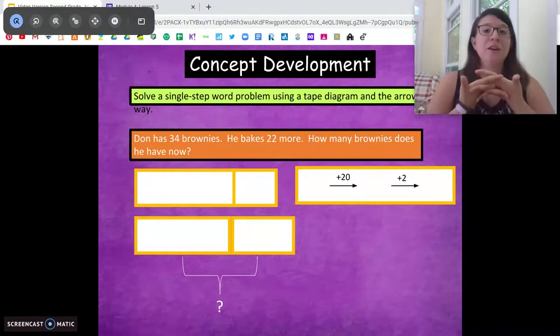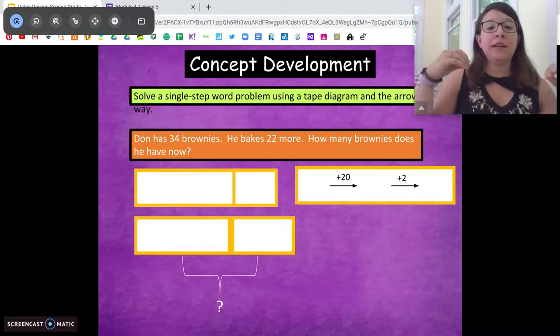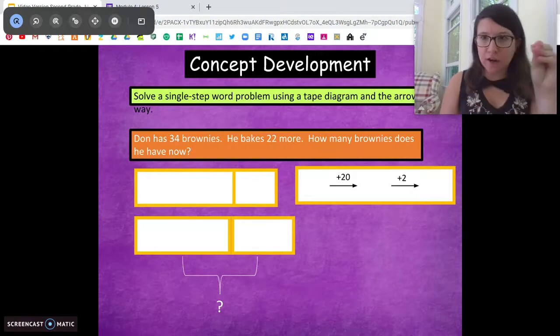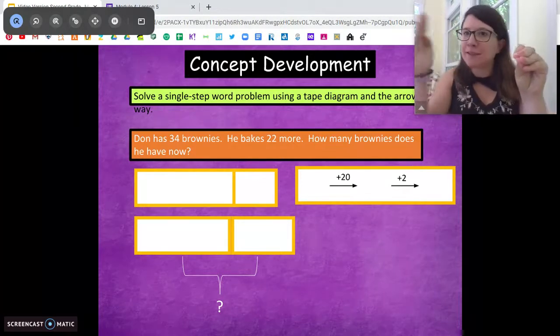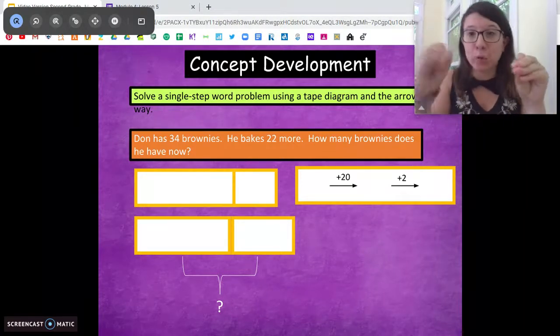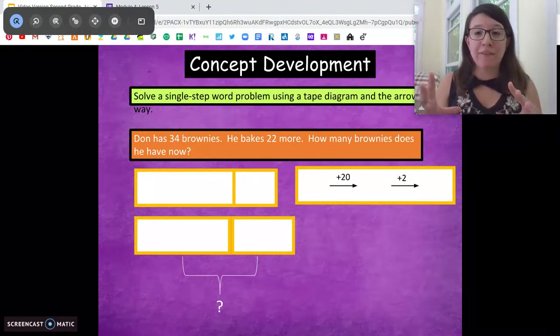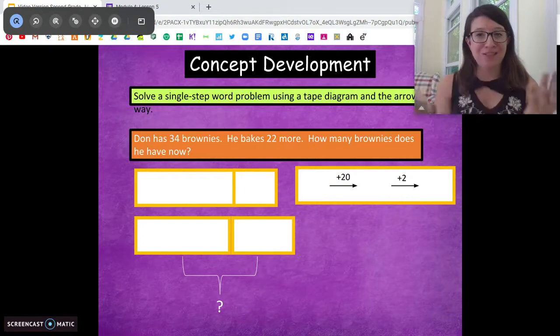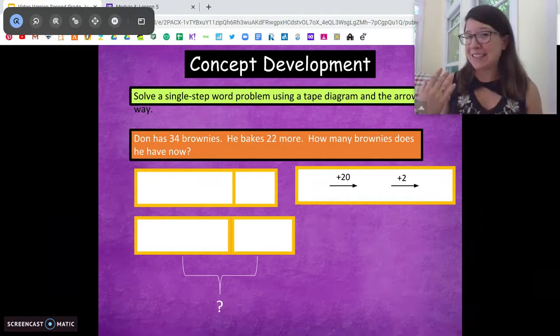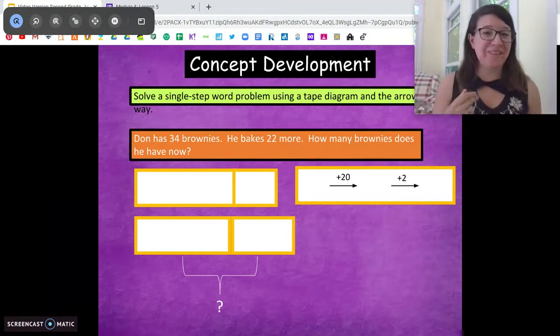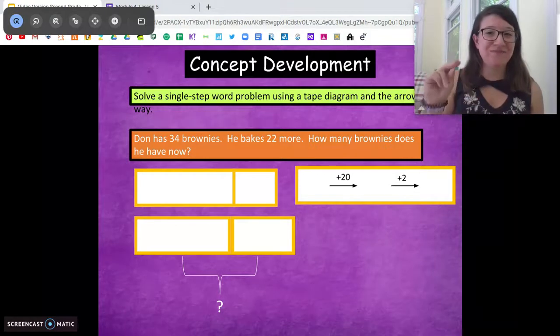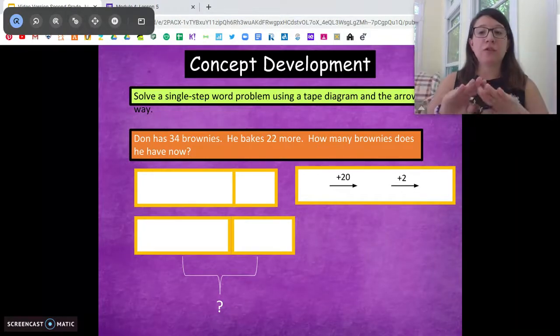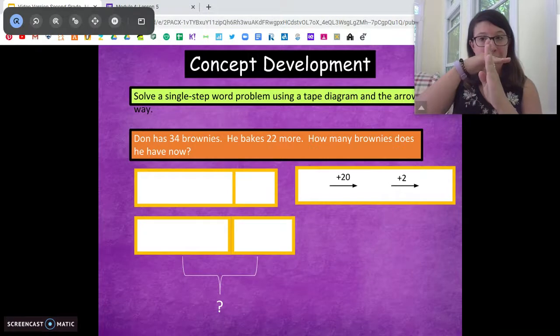All right, good. So he has 34 brownies. He started with 34, and then he bakes, because Don likes to bake, he makes 22 more. So how many does he have now? They're asking how many all together does he have now. Did it say he ate any? Did he give any to his friends? No. So it's how many all together. So we are going to add.